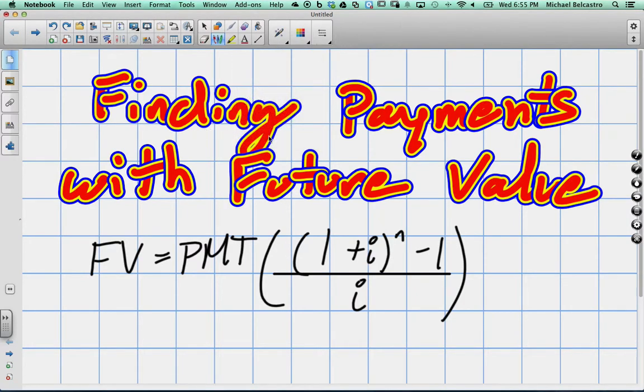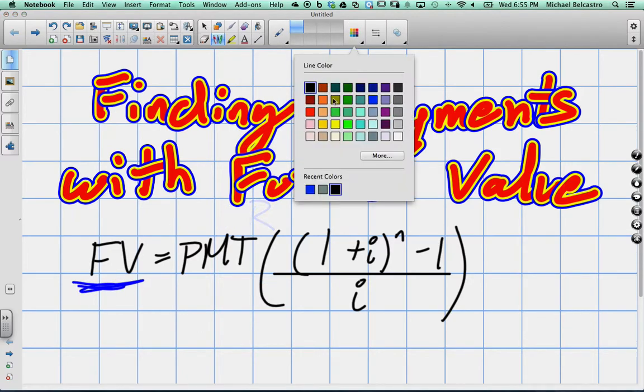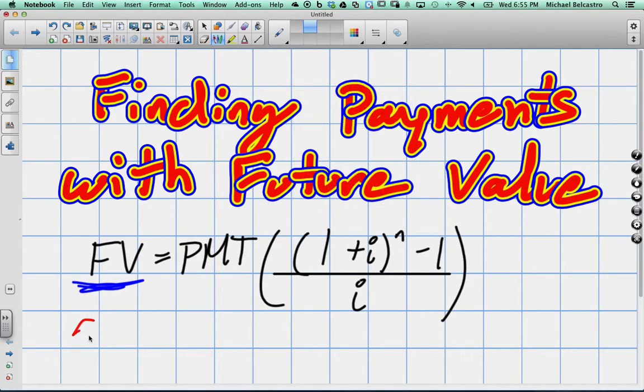Okay, in this example, we're going to find the payments. And the payments is essentially this value. Sometimes they use an R to represent it, regular payments, with a future value. So let's say I want to save up a certain amount in the future. So I want my future value to be a certain amount. So let's say, I don't know, I want to have $5,000 in the future.